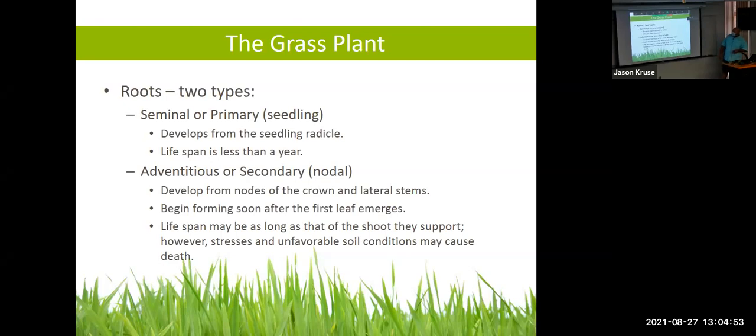Two types of roots. They get the similar primary roots that come from the seedling when it germinates.